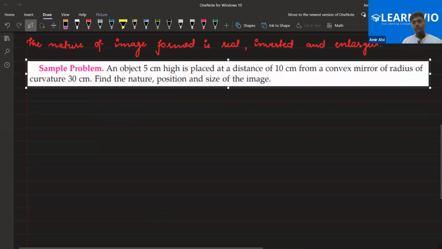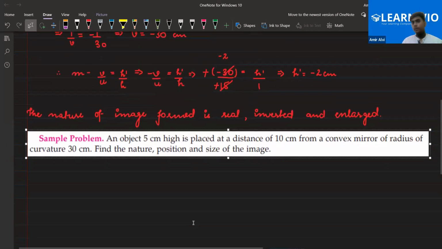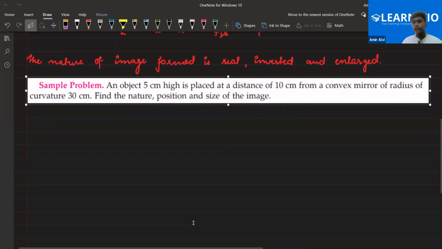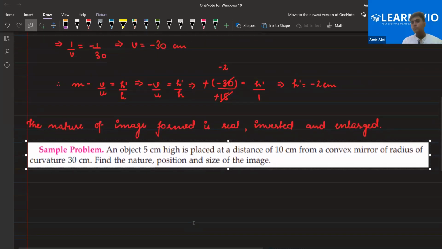Any answer? Will it be virtual, erect, and diminished? Yes, Aayan, it's a convex mirror, so it's going to be virtual and erect. That is correct. But I need the actual answer, that is in terms of centimeter. Please let me know in the chat, Aayan.